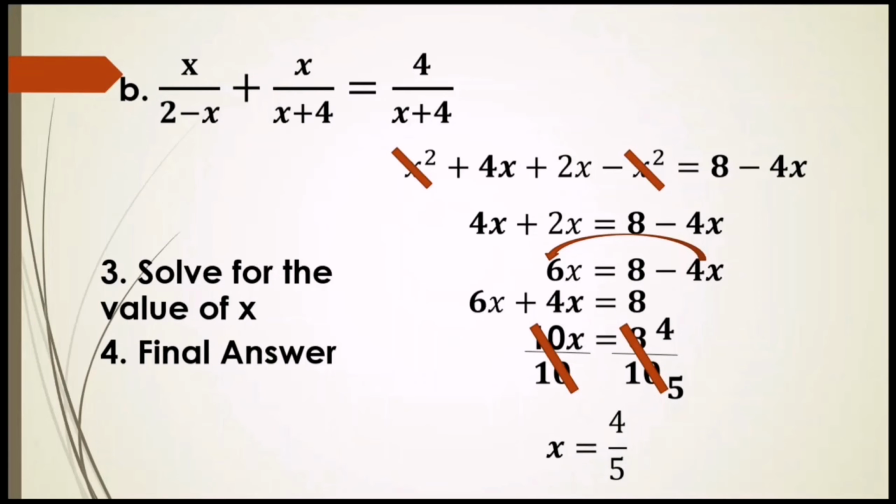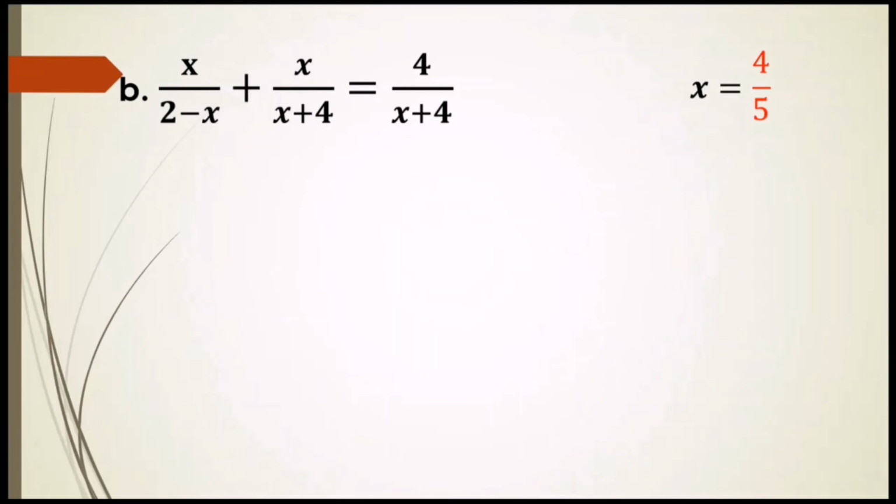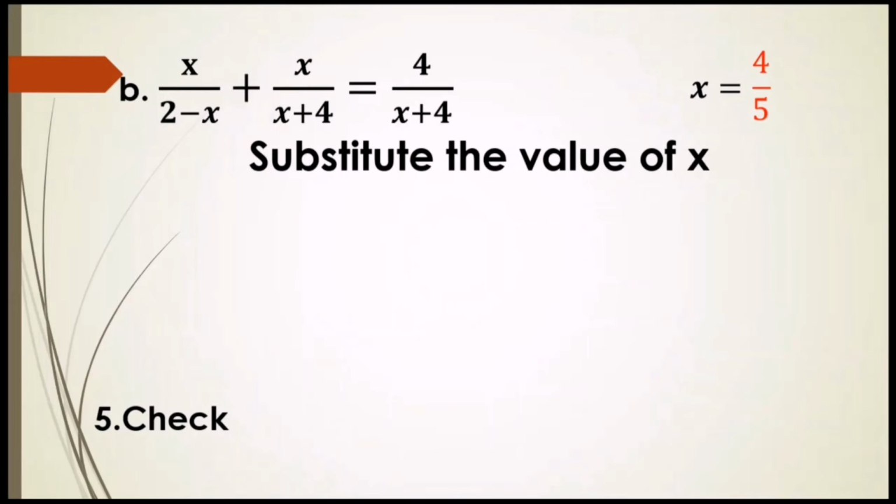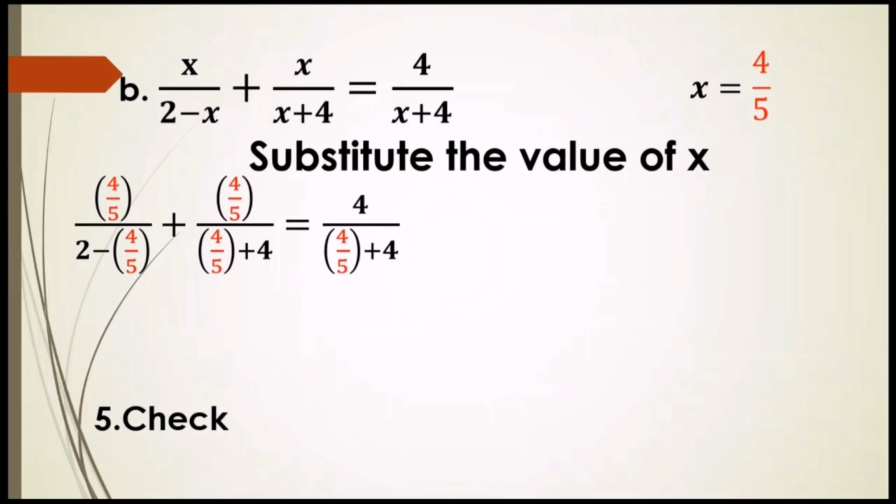Now, since x is equals to 4 over 5, we are gonna check our answer if it is correct or not. If they are equal, therefore, our answer is correct. Now, let us check by substituting the value of x, 4 over 5. So, all of our x will be substituted to 4 over 5. This will become our equation. And then from that, what you will do is to solve.